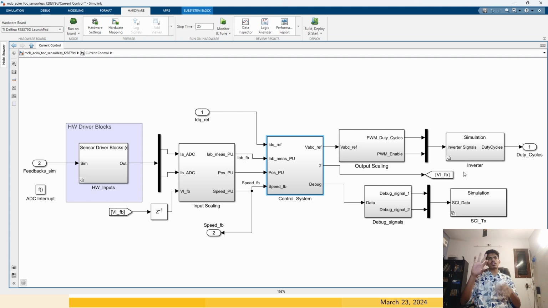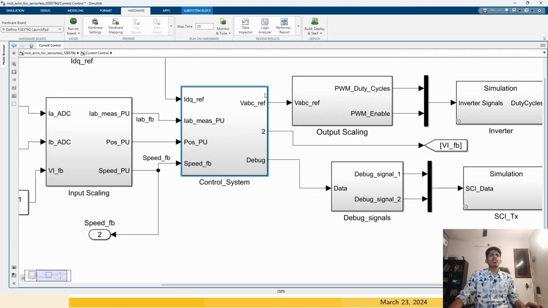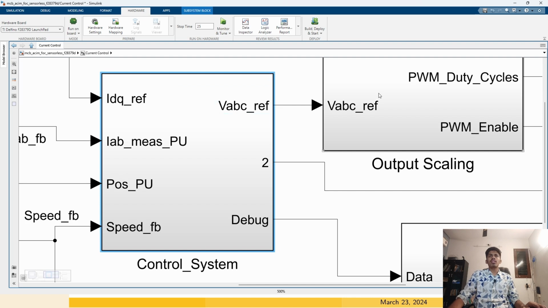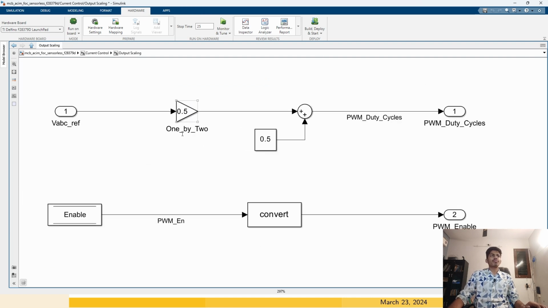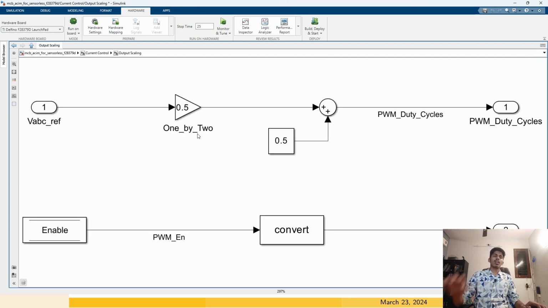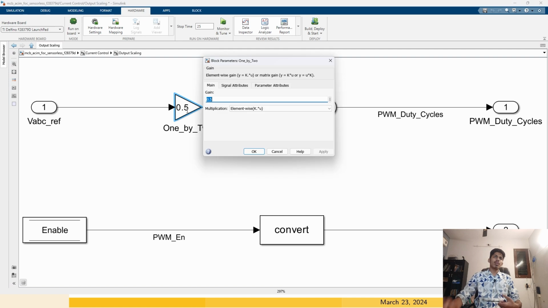Now we'll just scale the input and give it to the inverter. So you can see the VABC ref is given to the output scaling. Our actual values will range from +1 to -1. So what we are doing is multiplying by 0.5, which is nothing but dividing by 2. So this -1 to 1 we are dividing by 2 and shifting the entire waveform up.